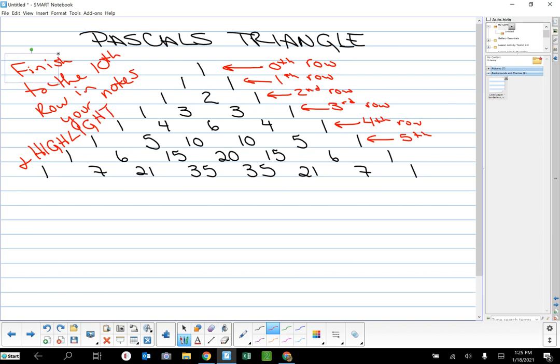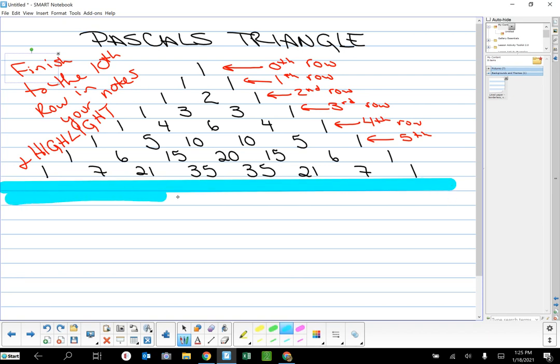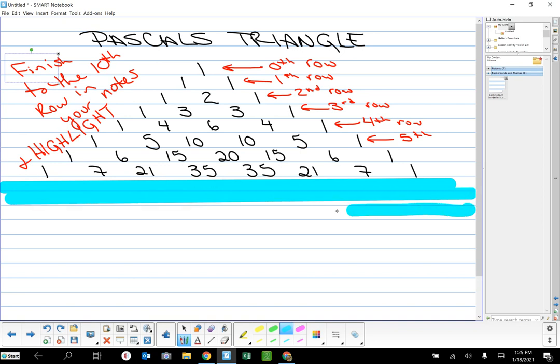I only want you to highlight those last 3 rows. So once you're all done, you're going to take your highlighter and highlight those last 3 rows so that when I see your notes, they stand out very nicely. Okay?